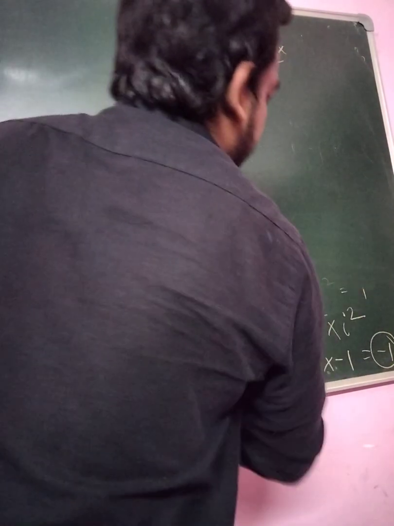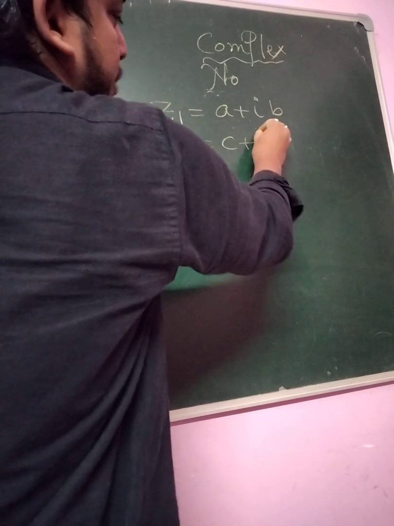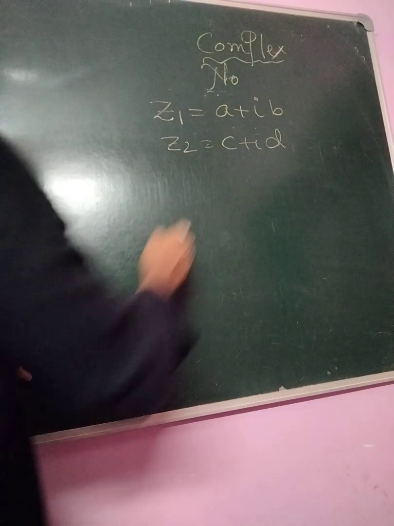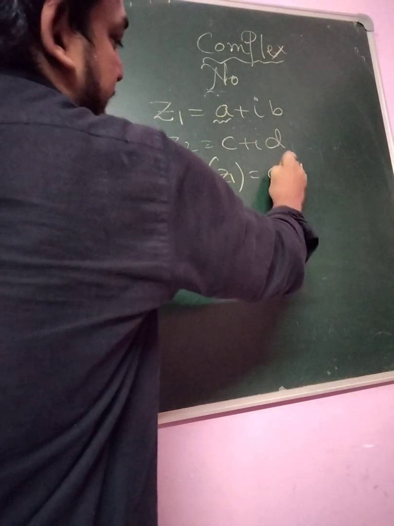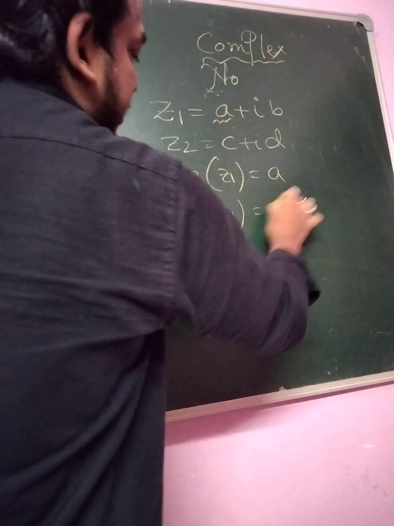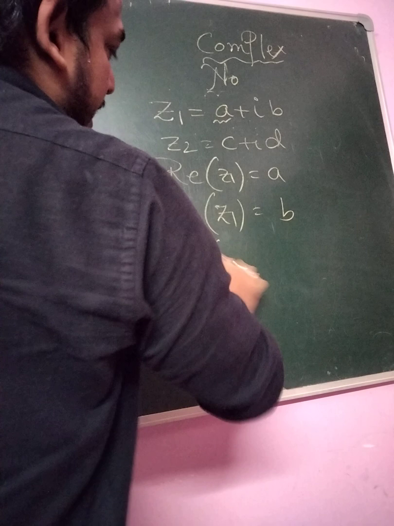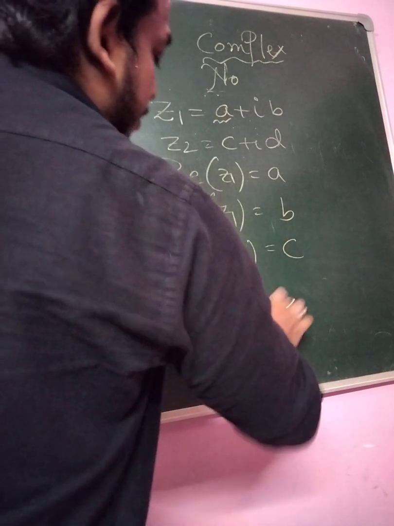Next is, how can we add, subtract, divide or multiply two complex numbers? Now see that Z1 is A plus iota B and Z2 is C plus iota D. A is called the real part of Z1 and B is called the imaginary part of Z1, and in the second case the real part of Z2 is C and the imaginary part of Z2 is D.